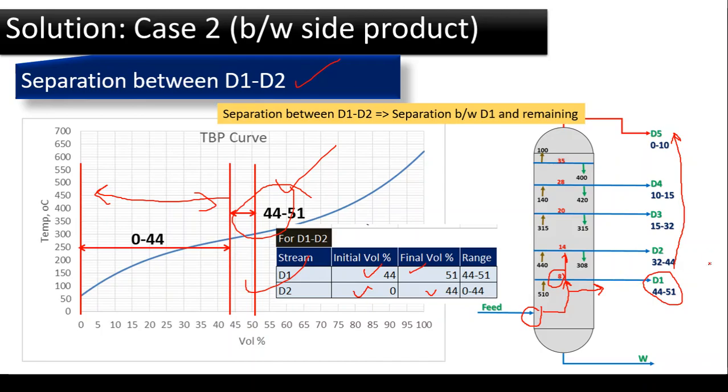So this is all about the concept of separations between D1 and D2. And if we are going for D2 to D3, D2 is 32 to 44 and D3 means 0 to 32, the remaining one, and so on. We can go for the other separation possibilities. Now let us look at D1 and D2. After understanding this concept, come to the graph.